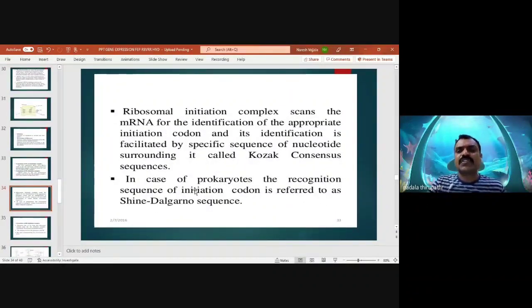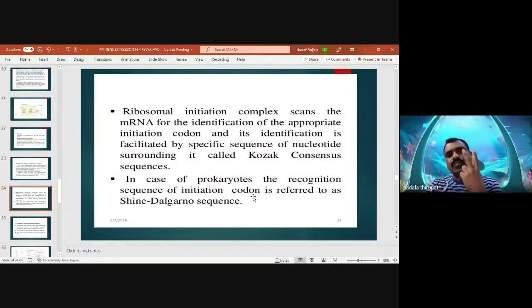Then the ribosomal initiation complex scans the mRNA for the appropriate initiation codon, and its identification is facilitated by a specific sequence of nucleotides surrounding it, called the Kozak consensus sequence. The Kozak consensus sequence is present only in eukaryotic organisms, whereas in prokaryotes, the recognition sequence of the initiation codon is referred to as the Shine-Dalgarno sequence.